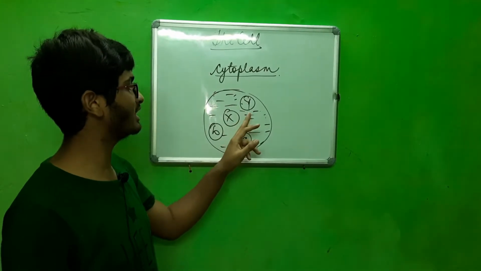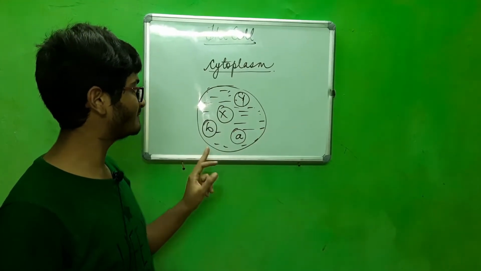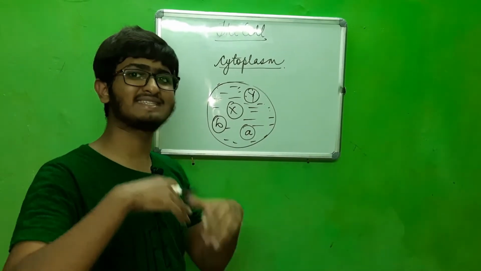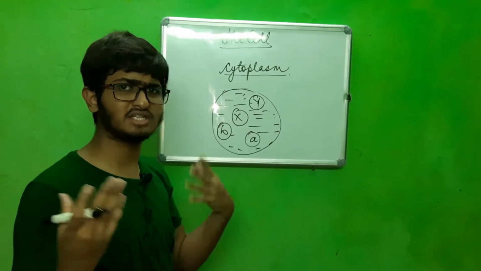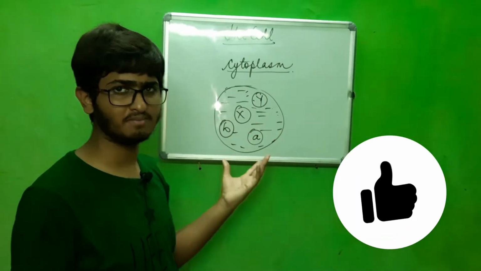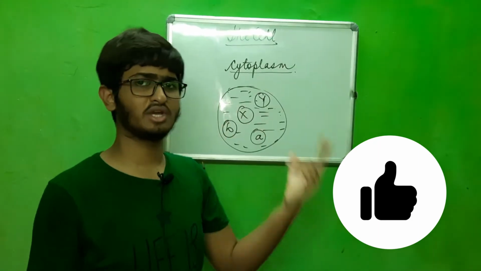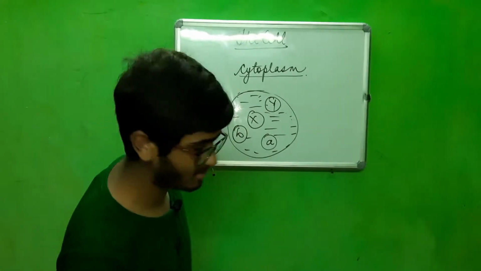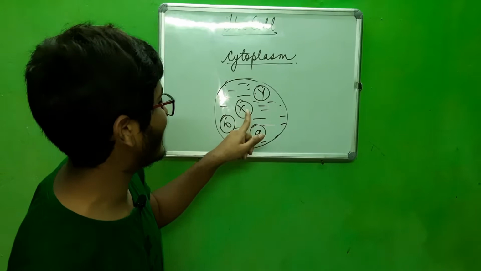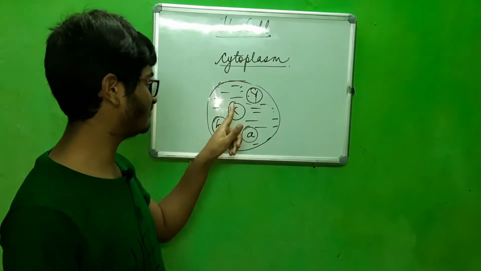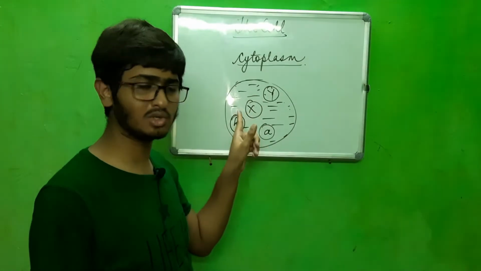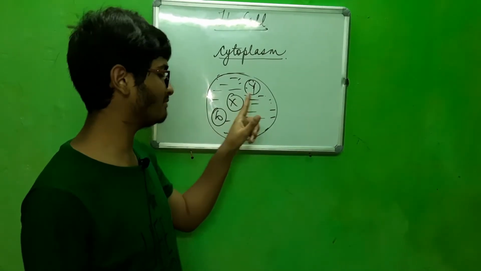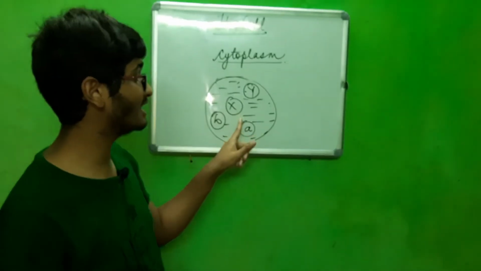Now you can see these broken lines; this part of the cell is known as the cytoplasm. The structure of the cytoplasm is semi-fluid. Then we move on to the location. It extends from the nuclear membrane to the plasma membrane. Suppose this organelle X is the nucleus of the cell. The membrane surrounding this nucleus is known as the nuclear membrane. The portion of the semi-fluid between the nuclear membrane and the plasma membrane is known as the cytoplasm.